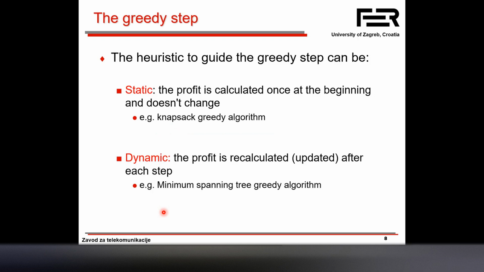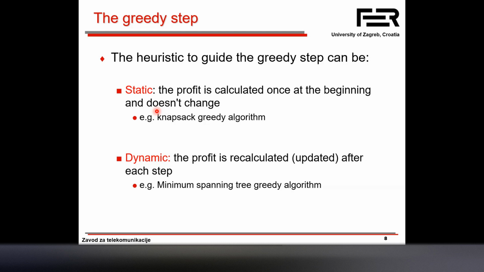The heuristic that can guide this greedy step can be either static or dynamic. Now, what do we mean by that? When we say static, it means that the profit is calculated once at the beginning and doesn't change. Let's look at, for example, the knapsack problem, where we have n elements. Each element has a certain value and a certain weight, right? I decide to add element 3 to my knapsack. Okay, now I have to decide about the rest of the elements. Their weights and values are static. It doesn't matter that I already picked element 3.